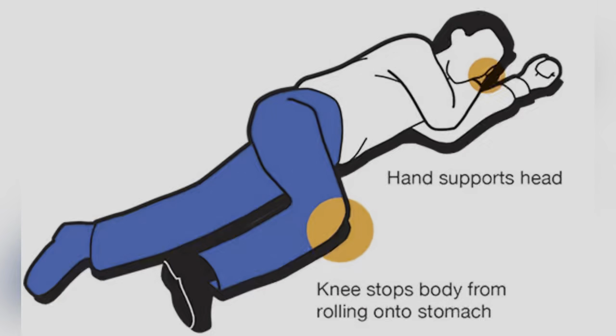In this picture, you can see the recovery position. In this position, the patient's arm will be placed underneath the head to support the patient's head, and the knee is bent to stop the patient's body from rolling onto their stomach into a prone position. This position helps to prevent the patient from aspiration in case the patient starts vomiting.